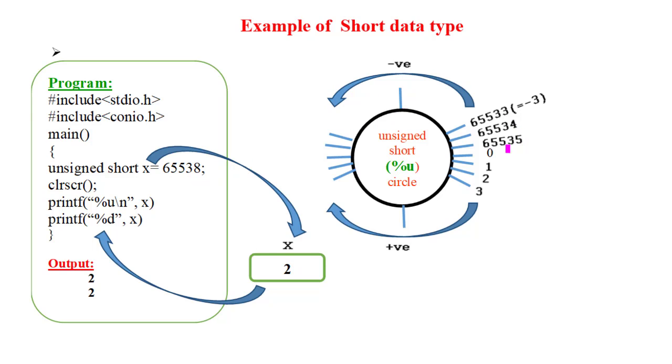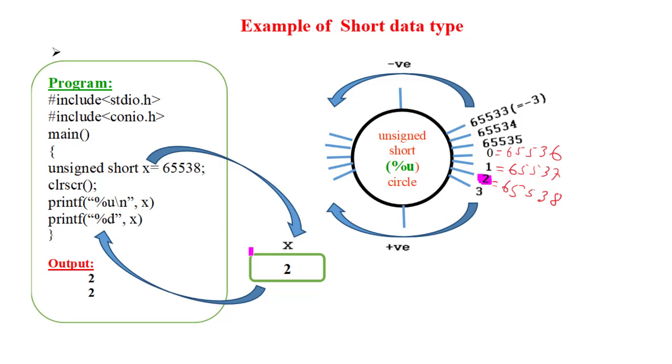Here the maximum value is 65,535. Next value will be 65,536. Next value will be 65,537 and next value will be 65,538. So the corresponding value of this 65,538 is 2.